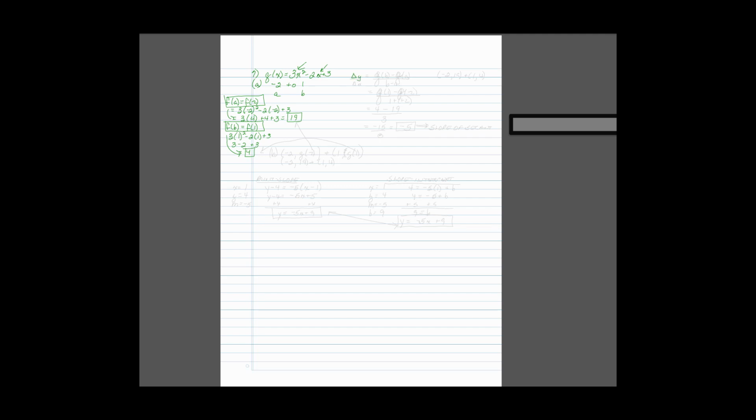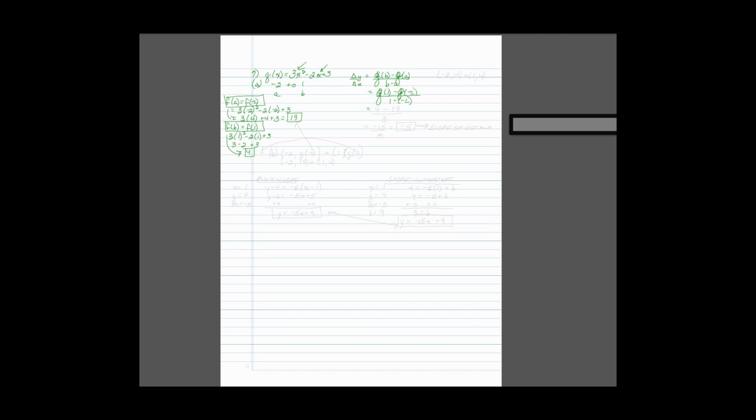So delta y over delta x is f of B minus f of A over B minus A, which is equal to f of 1 minus f of -2 all over 1 minus a -2. It's supposed to be g, sorry. These are g's. I'm stuck on the f's, doesn't matter.